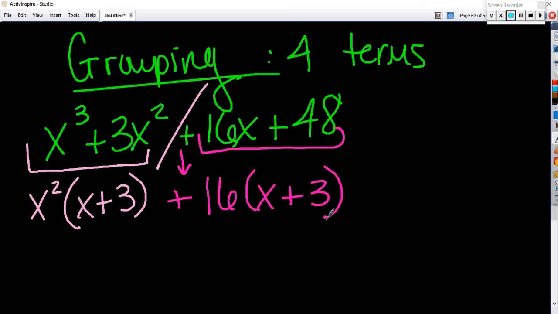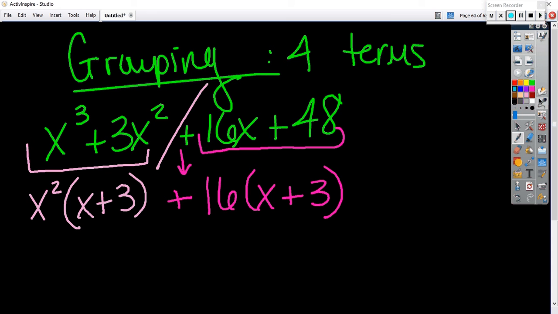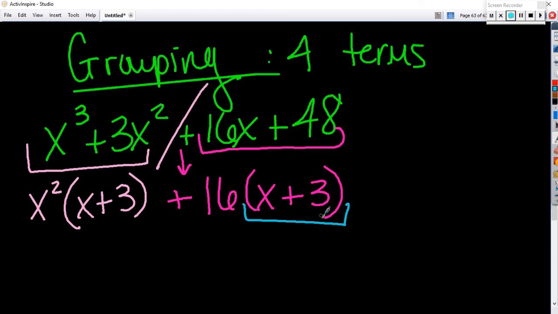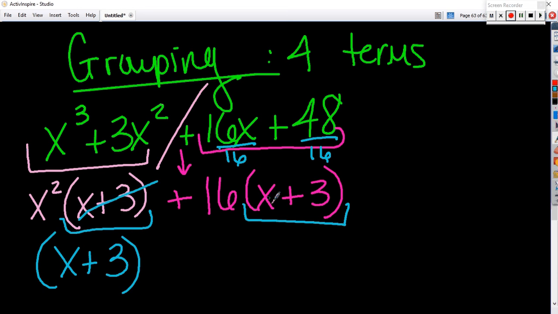I hope you notice something. X plus 3, right? There are two x plus 3's. Do you see that? If you take the x plus 3 out, you know how you took the x squared out and wrote it on the outside? I'm going to take the x plus 3 out, and I'm going to write what's left. That's factored by grouping.